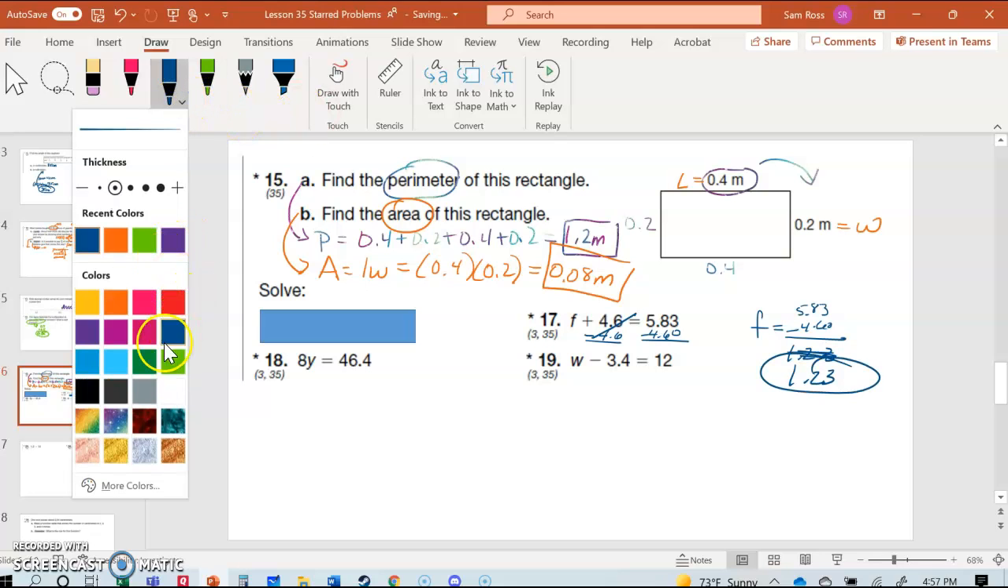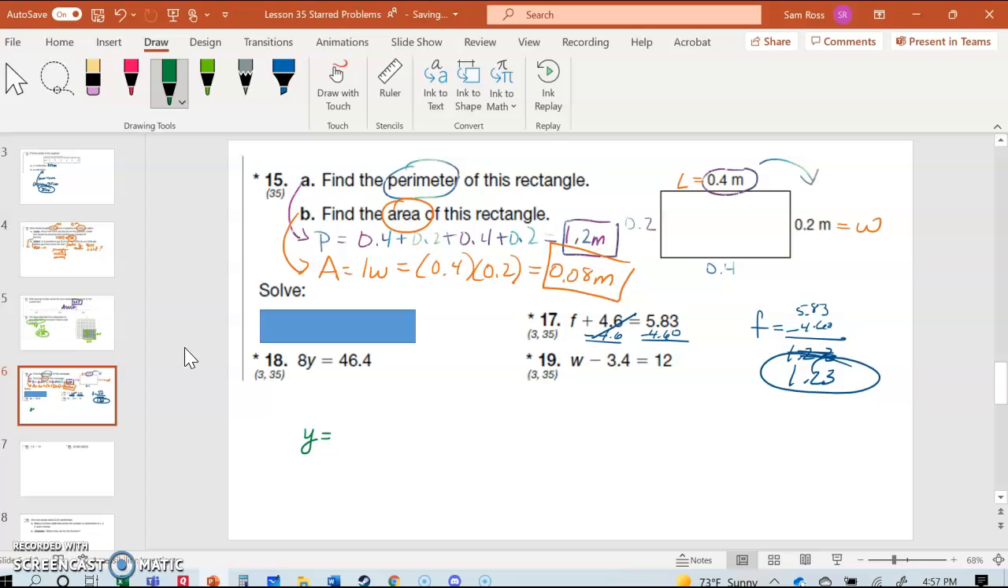Good gravy. All right, 18 has 8 times y is equal to 46.4. So since we're multiplying here, we're going to need to divide to get rid of 8 because our whole goal is to get to y equals, right? So let's divide by 8 on this side. What we do to one side, we have to do to the other. 8 divided by 8 is 1, so I have y. My equals comes down, and then I need to divide this. So 8 goes into 46.4. Let's see. 46.4 divided by 8 is 5.8. I think they're trying to do something with decimals here. I'm not exactly sure. It feels like we've kind of done something like this before.